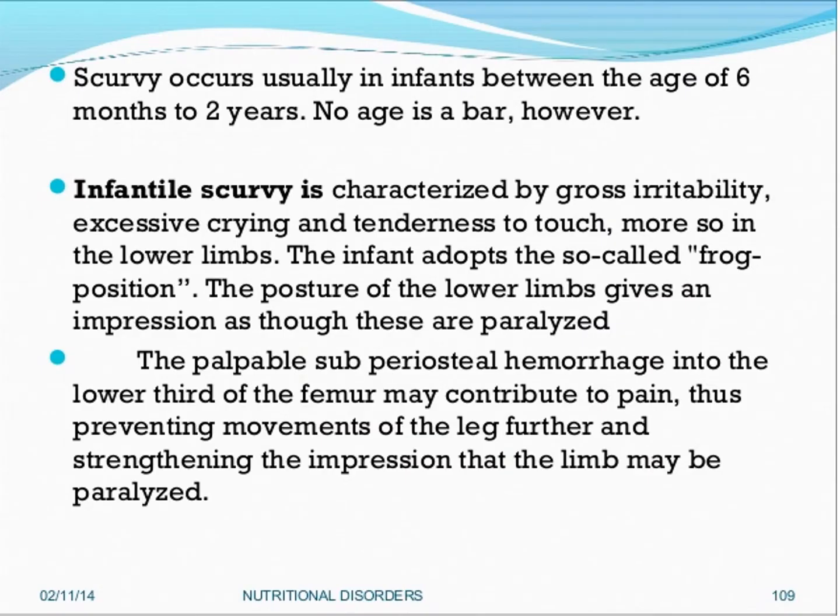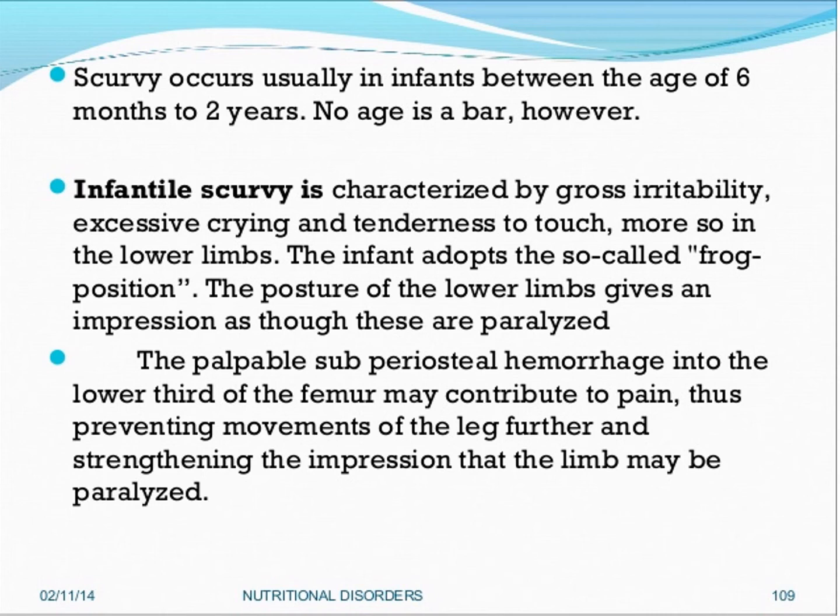Scurvy today is generally seen in infants, between 6 months and 2 years of age. But just so you know, there's really no bar in terms of age. You can actually acquire or develop scurvy at any point in your life. But we have the most information on infantile scurvy, right, which is characterized by gross irritability, excessive crying, and tenderness to the touch, more so in the lower limbs, right?